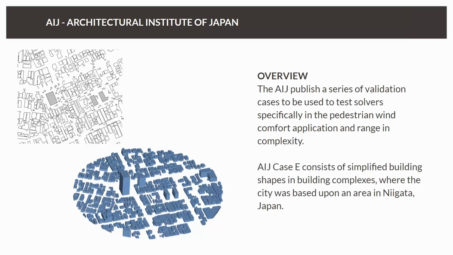Of these 6 or 7 cases, we're using the second before last in terms of complexity. So case E is actually one of the highest in complexity we can go for in the validation cases. And it's based on a city called Nagata in Japan. And this is how the geometry looks from a simulation perspective. So we've got some buildings of interest, which are the large ones on the left and the 2 small ones on the right. And that's highlighted in the top left in a dark colour.